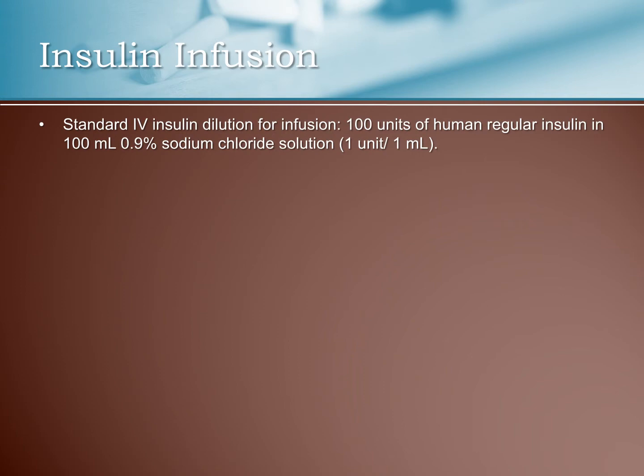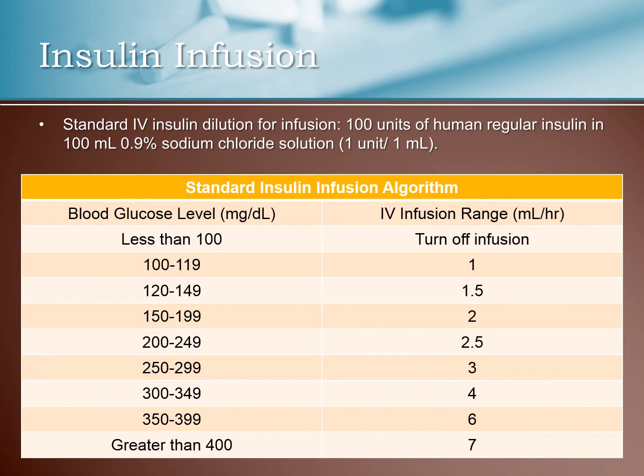Standard IV insulin dilution for infusion is usually 100 units of human regular insulin in 100 milliliters of 0.9% sodium chloride solution. So in other words, you have the ratio of 1 unit to 1 milliliter. The rapid and short-acting insulins have a relatively fast onset of action, allowing the nurse to adjust or titrate the insulin infusion based on the patient's current blood glucose level. Generally, a standard insulin infusion algorithm is used during insulin infusion. Each hospital has their own protocol.